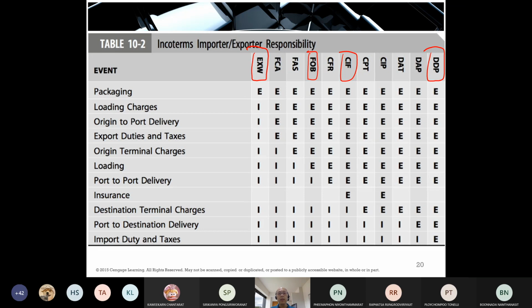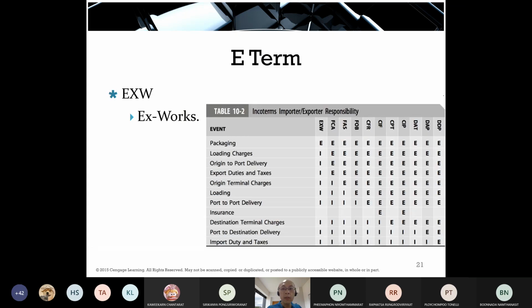Let's begin with the EXW, or called Ex Works. In Ex Works, the E here is the responsibility of the exporter. Basically, the exporter's responsibility is to make the shipment available at the exporter's facility. After that, it will be the responsibility of the importer.